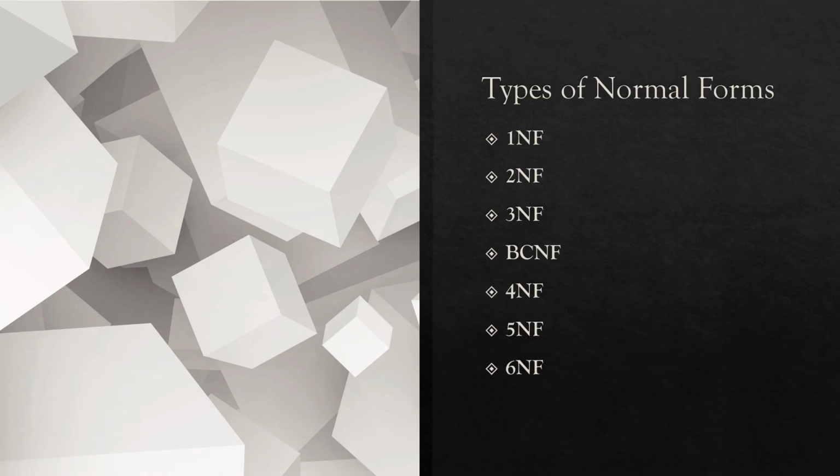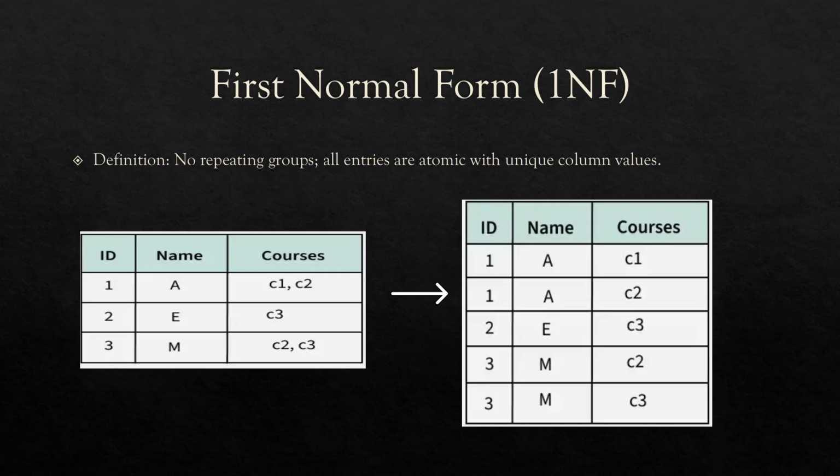There are different types of normal forms: 1NF, 2NF, 3NF, BCNF, 4NF, 5NF, and 6NF. These are some of the important normal forms. Let's see what is 1NF. The first level of normalization is the first normal form. A table is in 1NF when all the values are atomic, meaning each cell contains only one value, and when there are no repetitive groups.